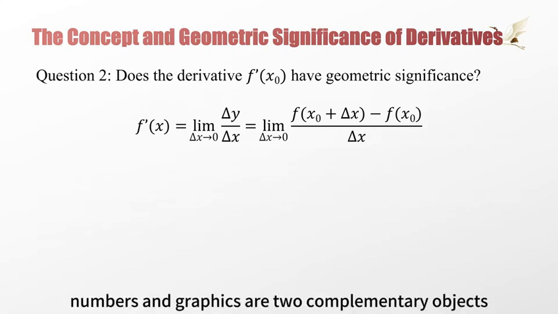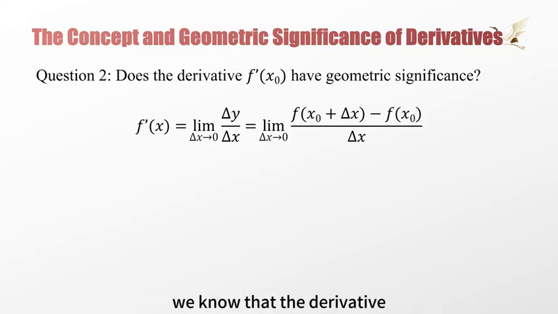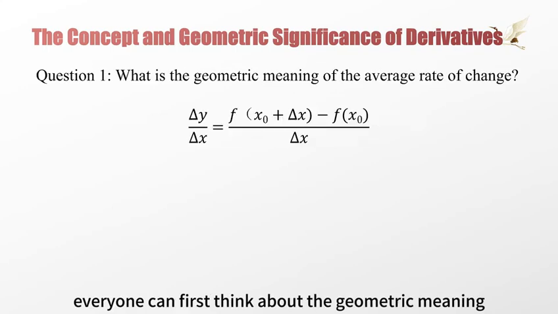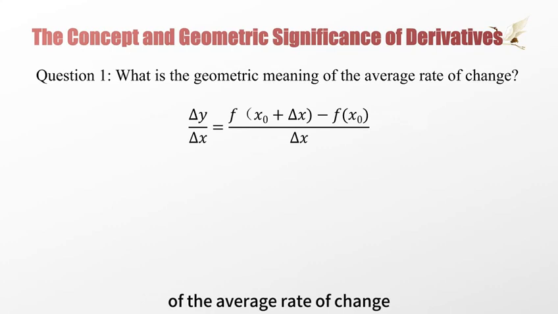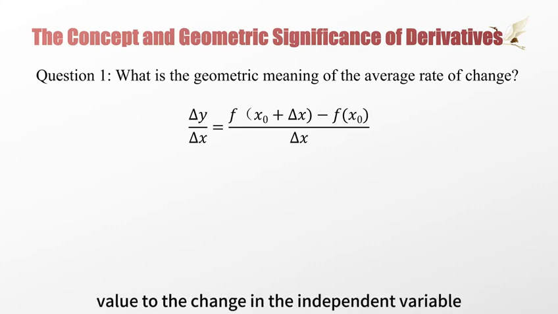Everyone knows that numbers and graphics are two complementary objects in mathematical research. Does the derivative have its geometric significance? We know that the derivative is the limit of the average rate of change. Everyone can first think about the geometric meaning of the average rate of change. The ratio of delta y to delta x is equal to the ratio of the change in the function value to the change in the independent variable.